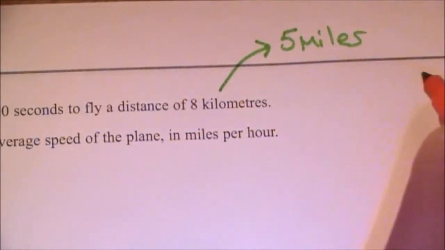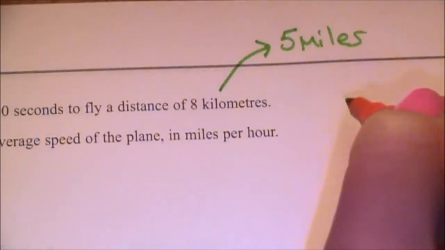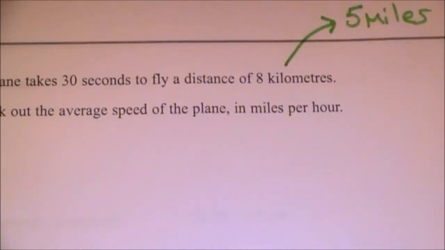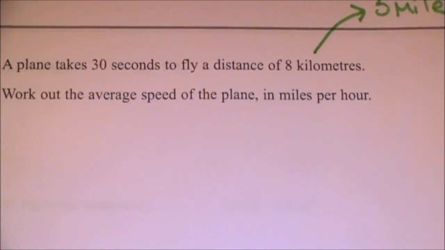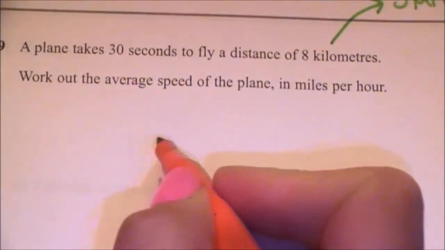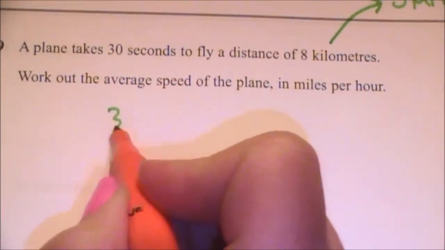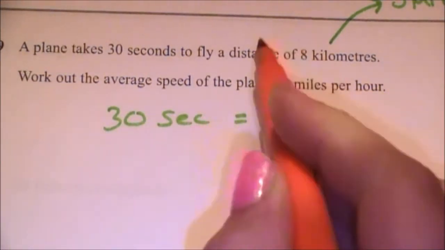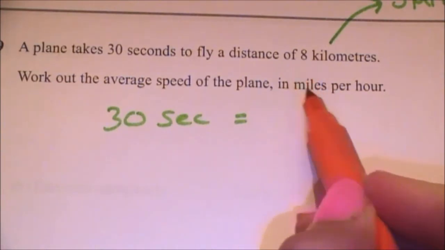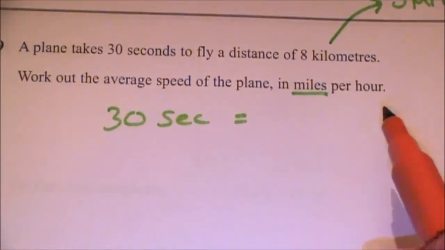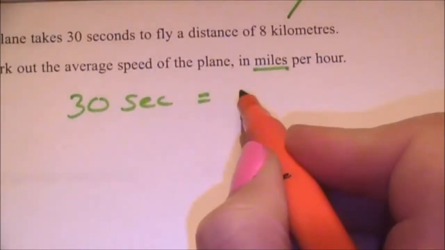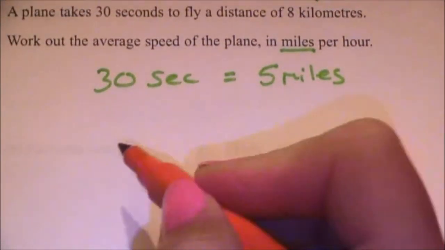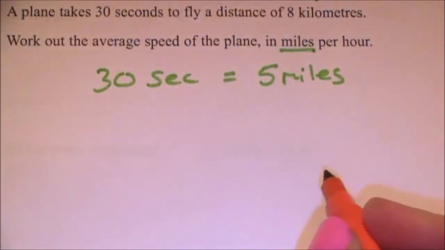So the success of this question hinges partly on understanding that. There's actually no need for the distance, speed, time formula, because I can take a proportional approach. It takes 30 seconds to fly a distance of 8 kilometres, but because we want the answer in miles, I'm going to write 5 miles. So it takes me 30 seconds to travel 5 miles.